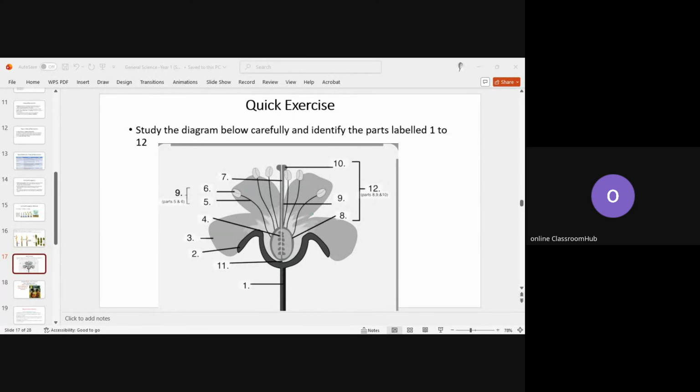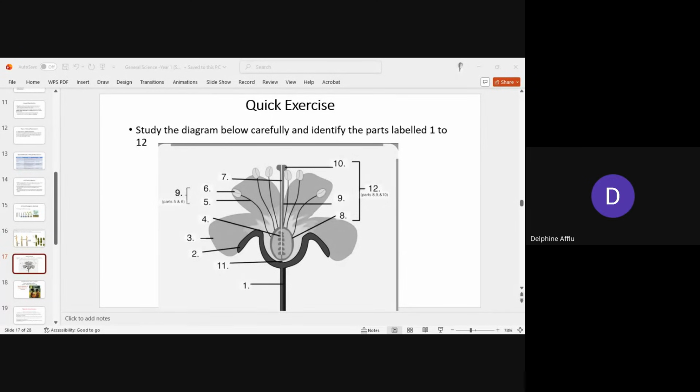Thank you. And then 10. Stigma. Thank you. 11. Receptacle. That is true. And then the last one, 12. Pistil. The carpel. Carpel. Okay. Thank you very much, learners, for your wonderful contribution.